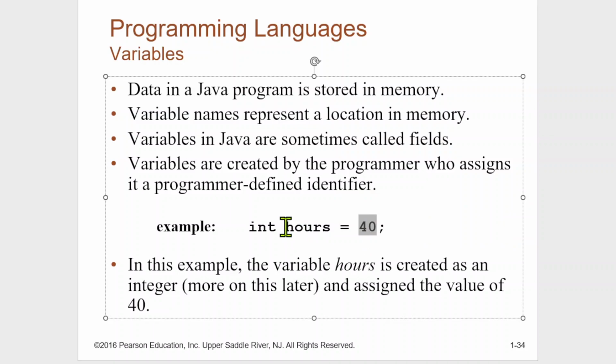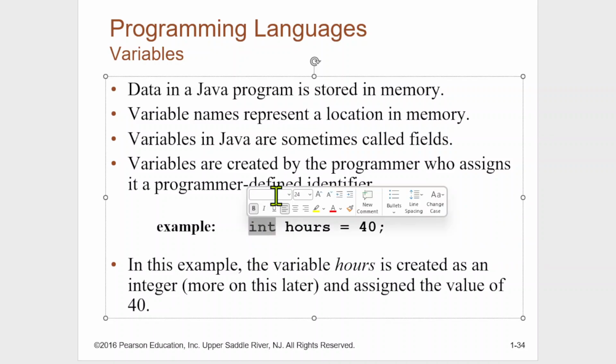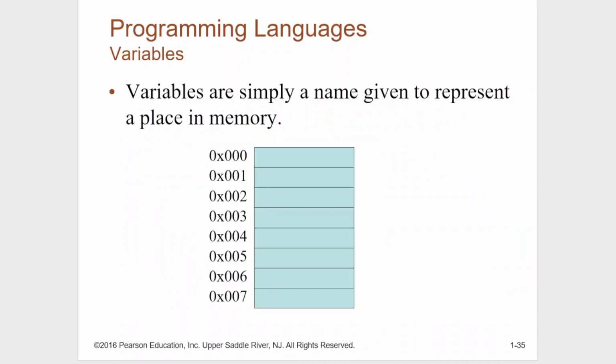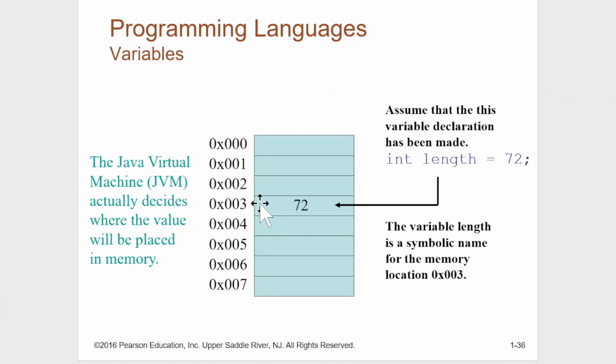And I'm telling you it is an integer, which, if you don't know that, integers are whole numbers. They have no decimal point. If you want a decimal, you need a double or a float or something like that. Variables are simply a name given to represent a place in memory. So when I've given that name, it knows that's the address I've placed it in, okay?